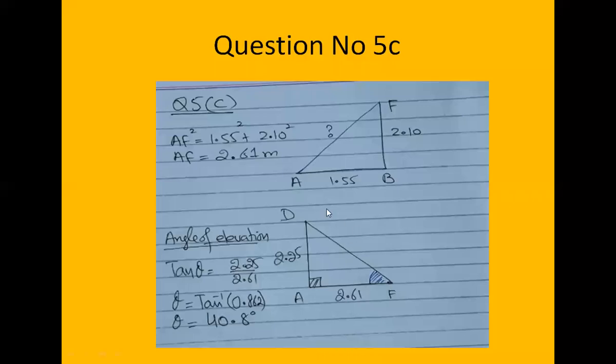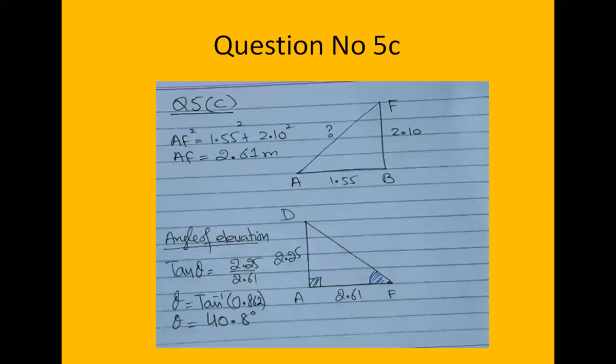Okay, so first of all, in triangle ABF, AB is 1.55 and BF is 2.10. Apply Pythagoras to find the length AF, which is the hypotenuse. So the square root of 1.55 squared plus 2.10 squared, and you will get AF as 2.61 meters.